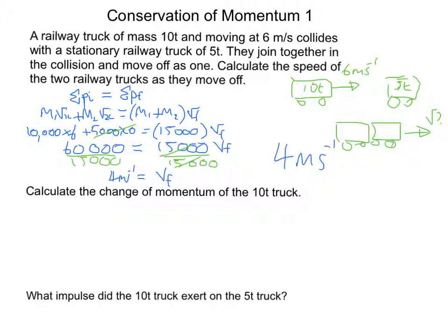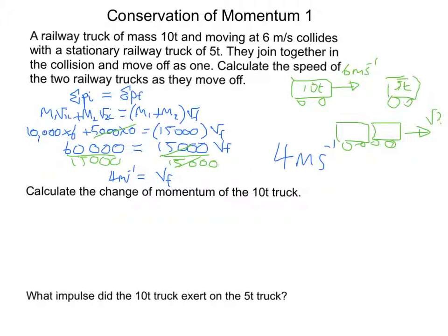In this case here, they'll be moving off to the right or in the same direction as the initial 10 tonne railway truck. If we're talking velocity, we do need to have a direction. Sometimes the direction can be as simple as a positive or a negative number. So we've got a positive here, or if we're looking at the diagrams, the final velocity would be to the right.